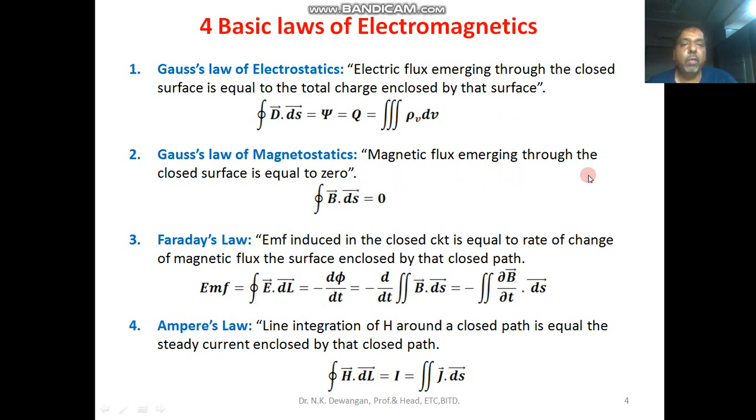It says magnetic flux emerging through a closed surface is always equal to 0. So the integral of B dot ds over a closed surface is equal to 0. This is the second law, of magnetostatics. Then Faraday's law: EMF induced in a closed circuit is equal to the rate of change of magnetic flux through the surface enclosed by that closed path.